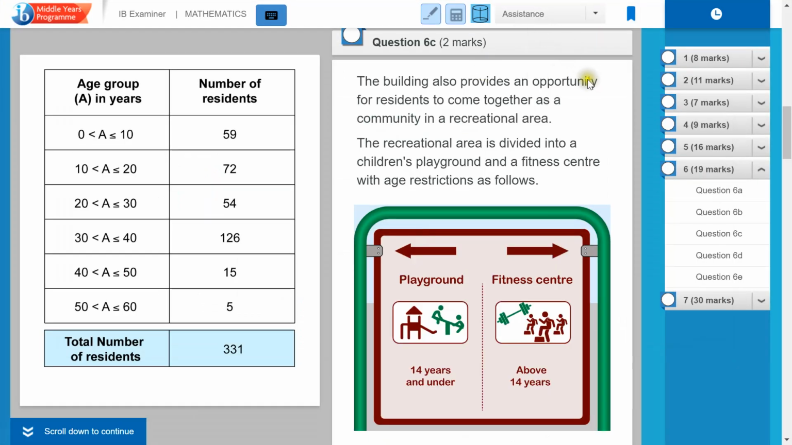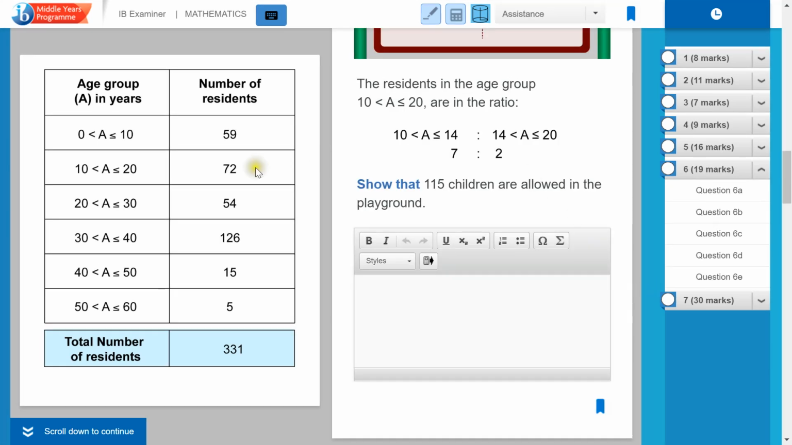The building also provides an opportunity for residents to come together as a community in a recreational area. The recreational area is divided between a playground and a fitness center. The playground should be used by people 14 years and under, and above 14 years, that's a fitness center. So obviously the 14-year limit lies in between this category of 10 to 20, so you need to break this category up into 10 to 14 and 14 to 20, right?